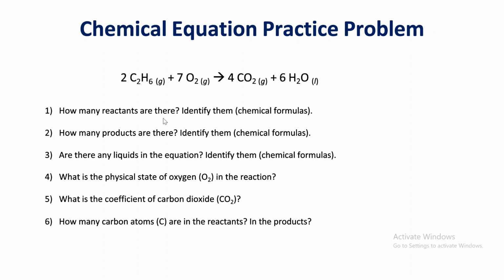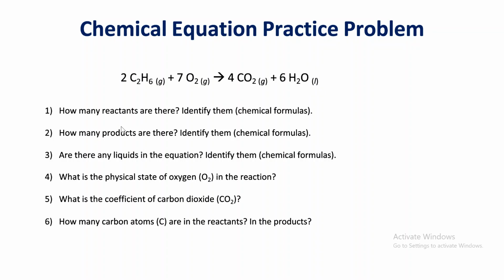It says how many reactants are there. As you can see, we have one, two. So we're starting with two reactants. These are the C2H6 and O2. How many products are there? Also two. We have carbon dioxide, which is one product, and we also have H2O, which is the second product.